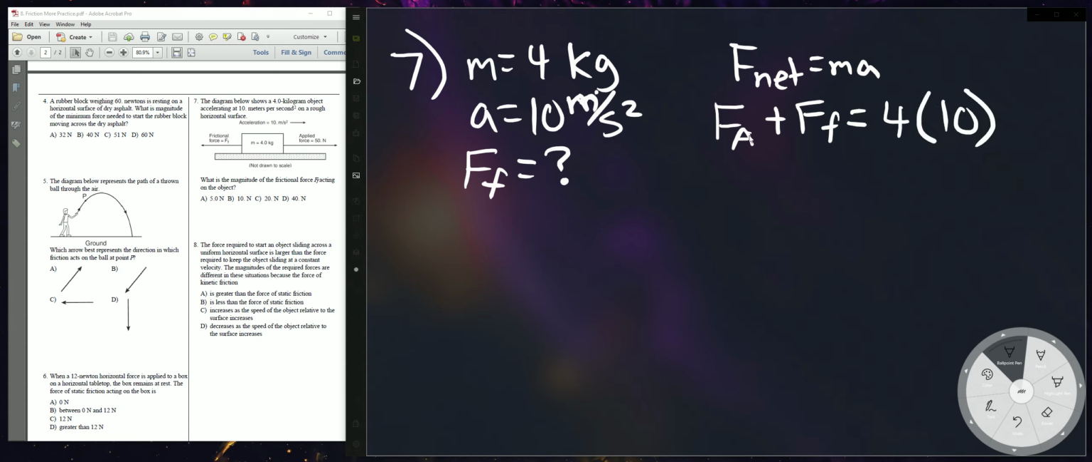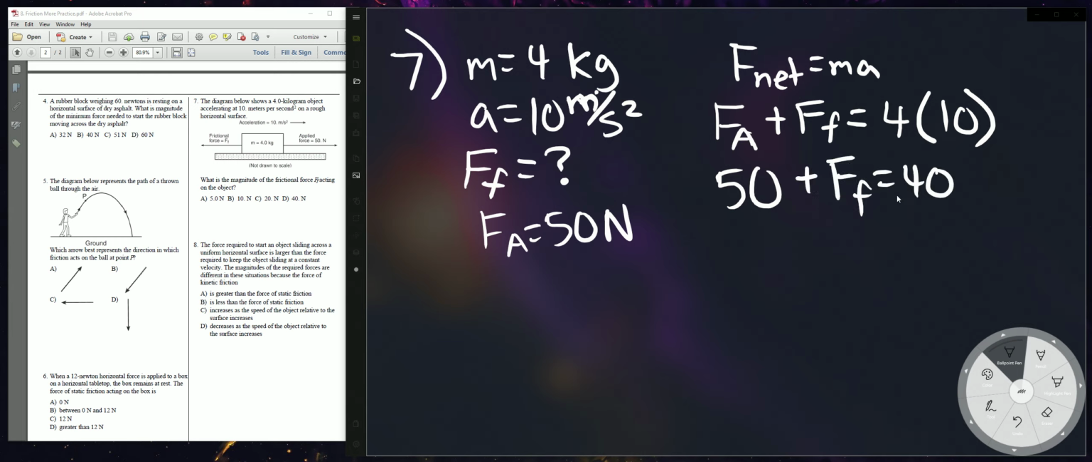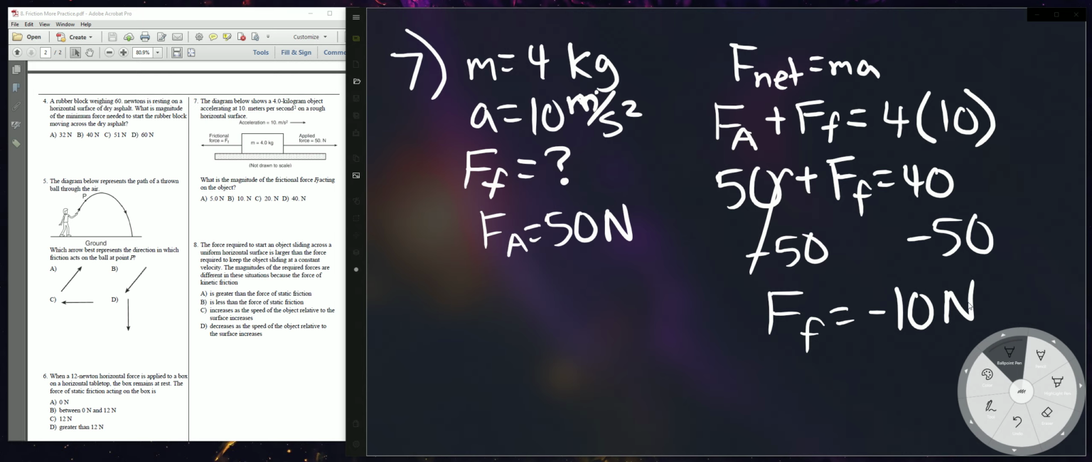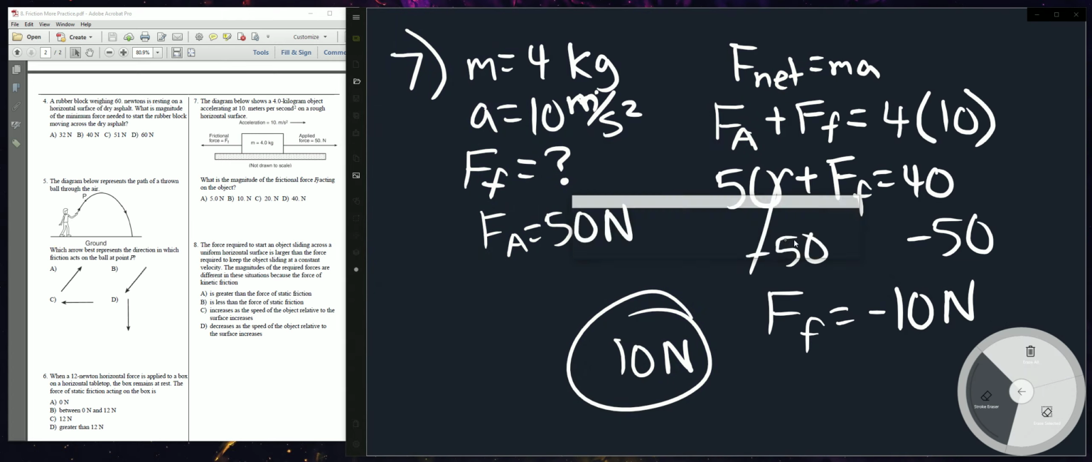Let's substitute even further. We know our applied force is 50 newtons, because it says so in the diagram. Subtract 50, get rid of that 50, and you get negative 10 newtons. What's the magnitude? They only want the number, the magnitude. So they want 10 newtons, and 10 newtons is the answer, which is B.